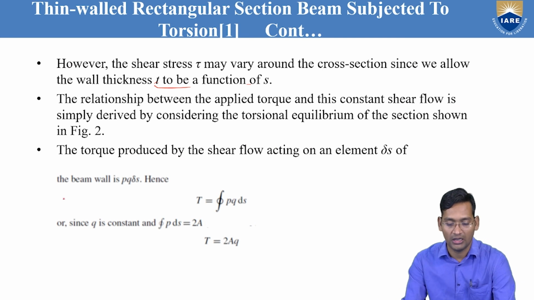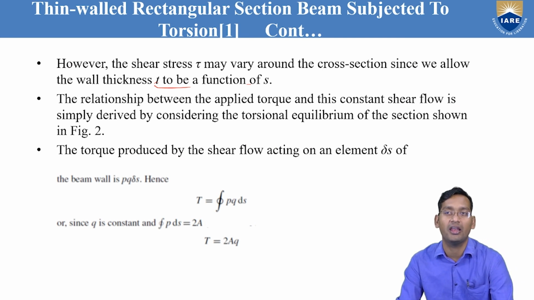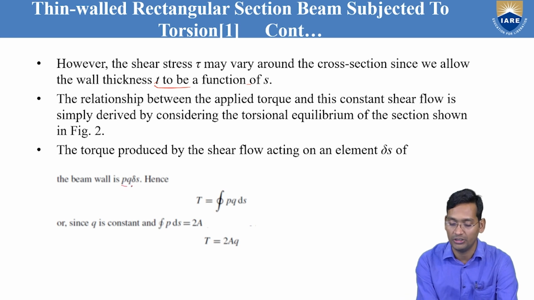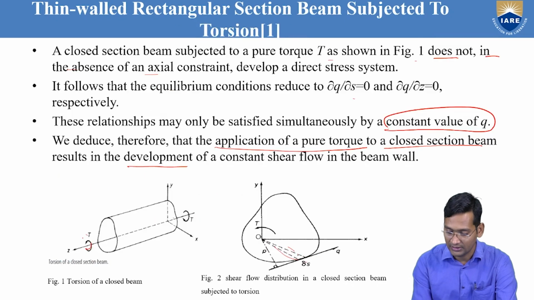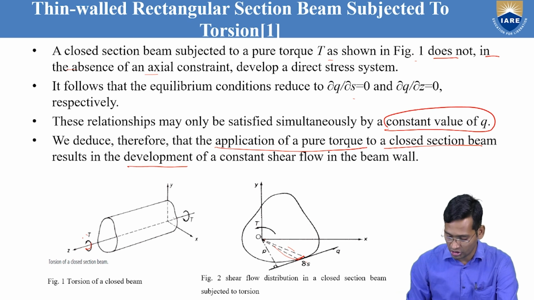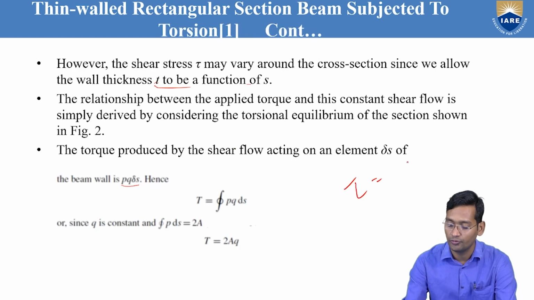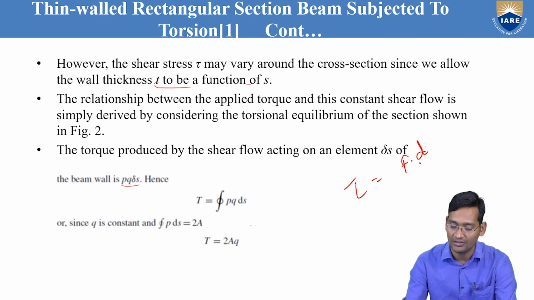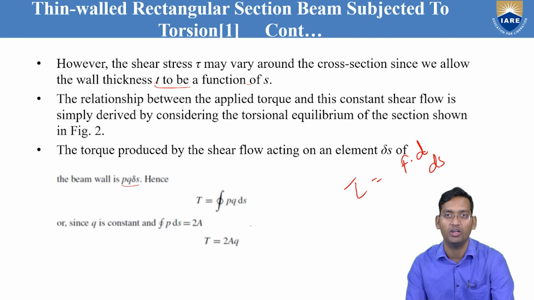The torque produced by the shear flow acting on an element delta s: how much torque is there? Torque equals the closed integral around the beam wall of p q delta s. What is torque? The torque formula is force into distance. Here the distance is up to the area that is acting, that is ds, for that small area we are finding.